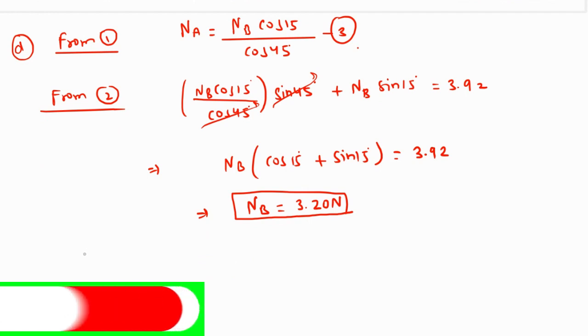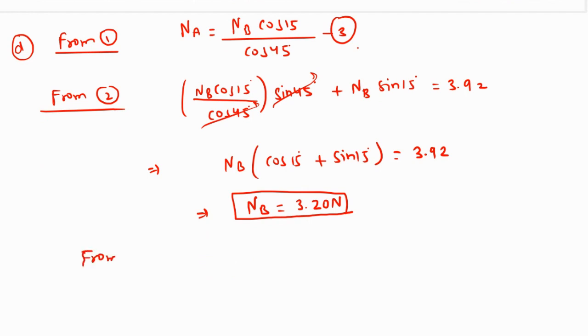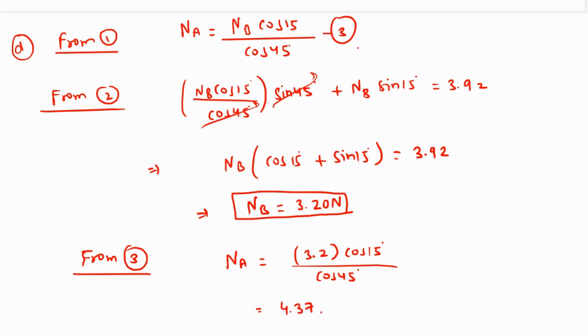And from this NB, we can easily find the value of NA from equation number 3, as NA is equal to NB, which is 3.2, times cos of 15 degrees over cos of 45 degrees. So that's where the calculator comes in once again. This value comes out as 4.37 Newton. That is the normal reaction at A. Thank you.